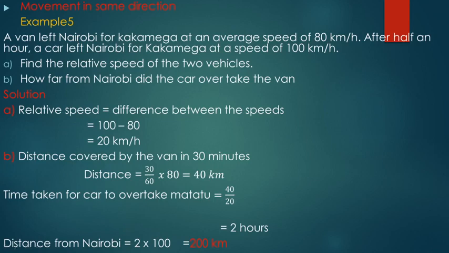So the distance from Nairobi must now use the speed of the car, because that is when it is starting. It is the distance that the car is going to cover for it to overtake, the distance from Nairobi to the overtaking point. So it will be 2 hours, the time it takes to overtake, times its speed, which is 100 kilometers per hour, which gives you 200 kilometers. That is the distance from Nairobi to the point of meeting.